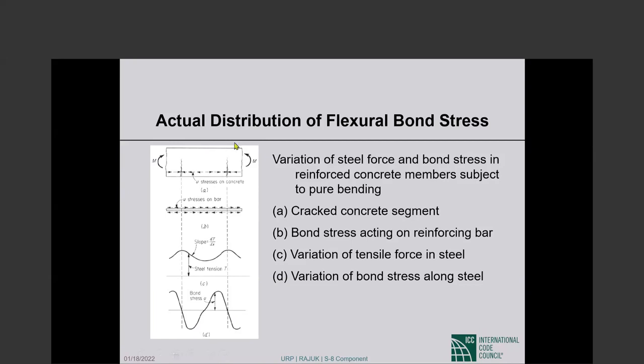So cracks, the bond stresses acting on the reinforcement, the variation of tension along the reinforcement in the beam. The tension is the highest at the cracks, lowest between the cracks, and because the tension varies, the bond stresses vary as shown in the last picture.